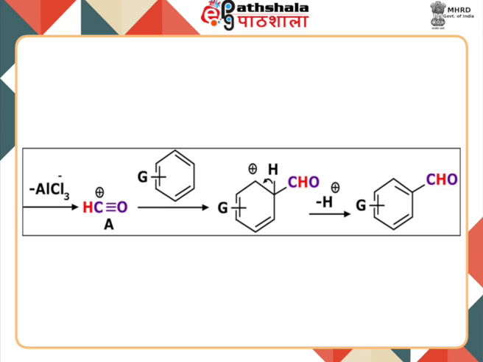As you can see here, HCl combines with carbon monoxide and gives HCOCl, and in the presence of AlCl3, AlCl3 takes the Cl minus out and you have the formation of HCO plus. This acts as the electrophile and attacks the activated benzene, and followed by deprotonation, the formylated product is formed.